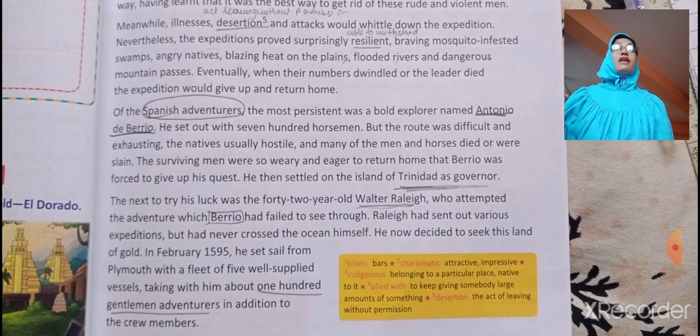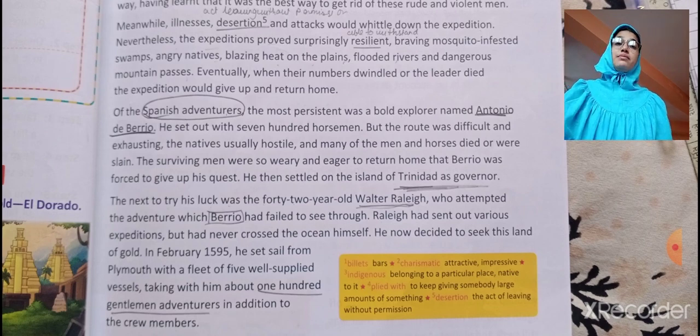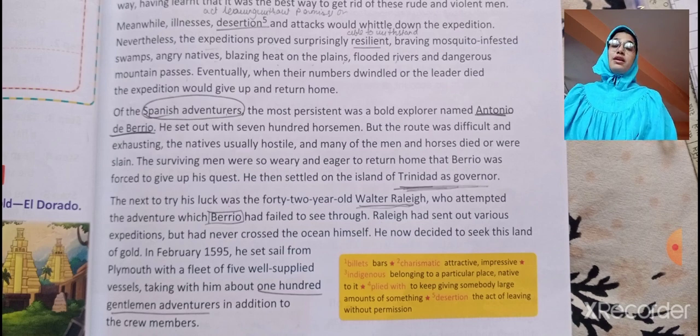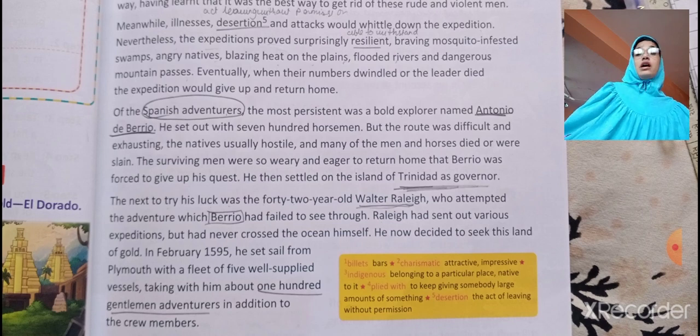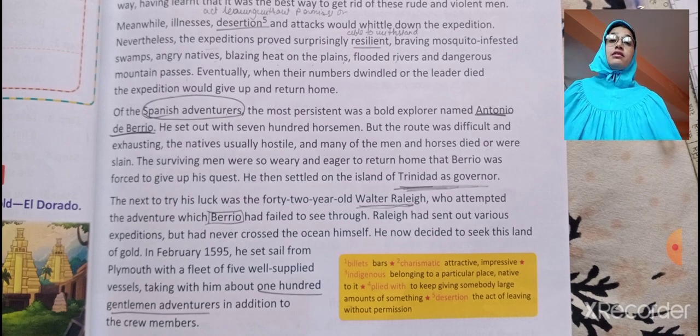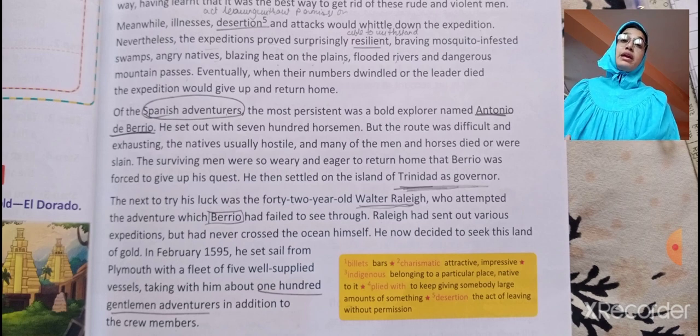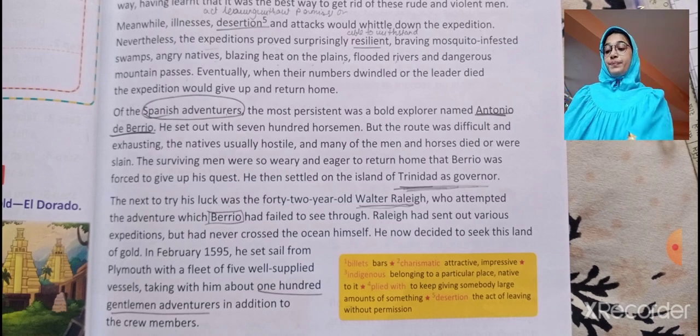So they used to give up in two circumstances. Number one, when their numbers dwindled, that means they became very few in number because everyone deserted them and the rest of the people gave up on the way. Or when the leader of the expedition died. Because it took from a few months to a few years, if the leader died, then the expedition would end and the remaining people used to return home.